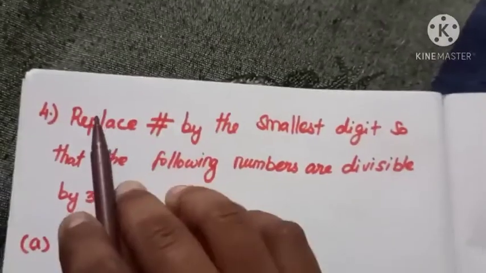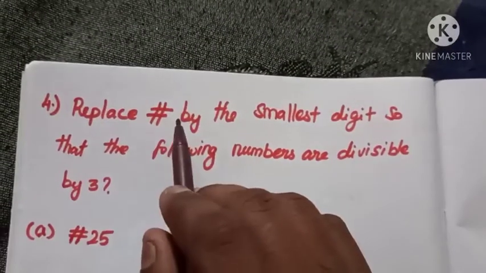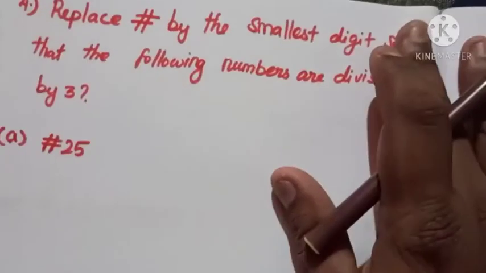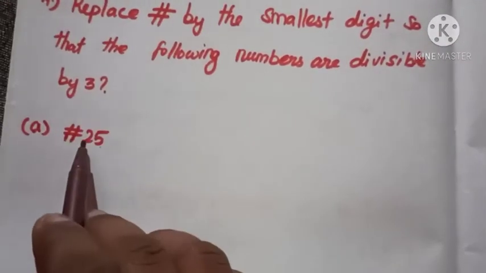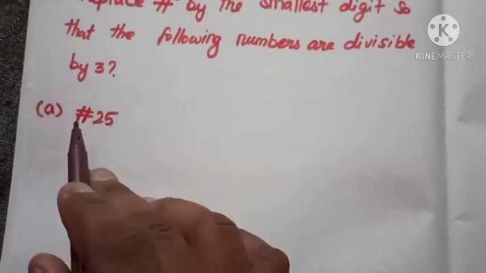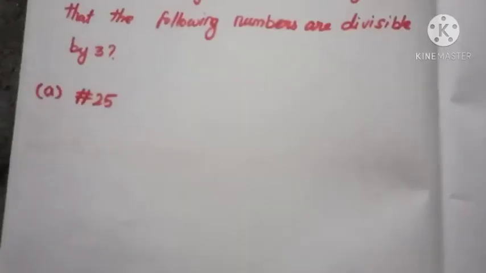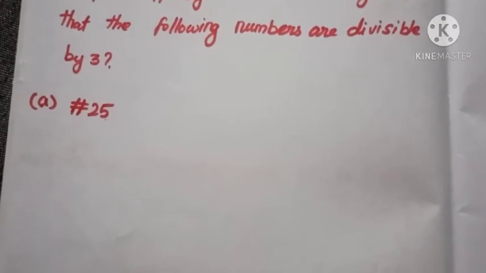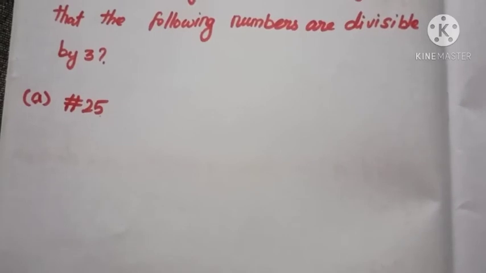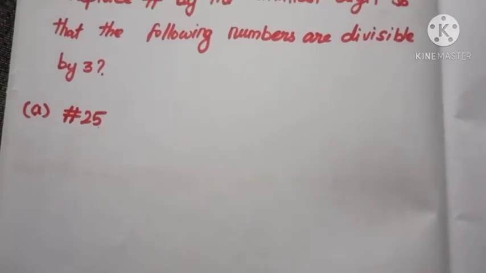So question number 4: replace ash by the smallest digit so that the following numbers are divisible by 3. So here you can see 1, ash, 2, 5. This is a 4-digit number, and the 100s place is filled with ash. By using the divisibility rule of 3, we need to find the smallest digit.